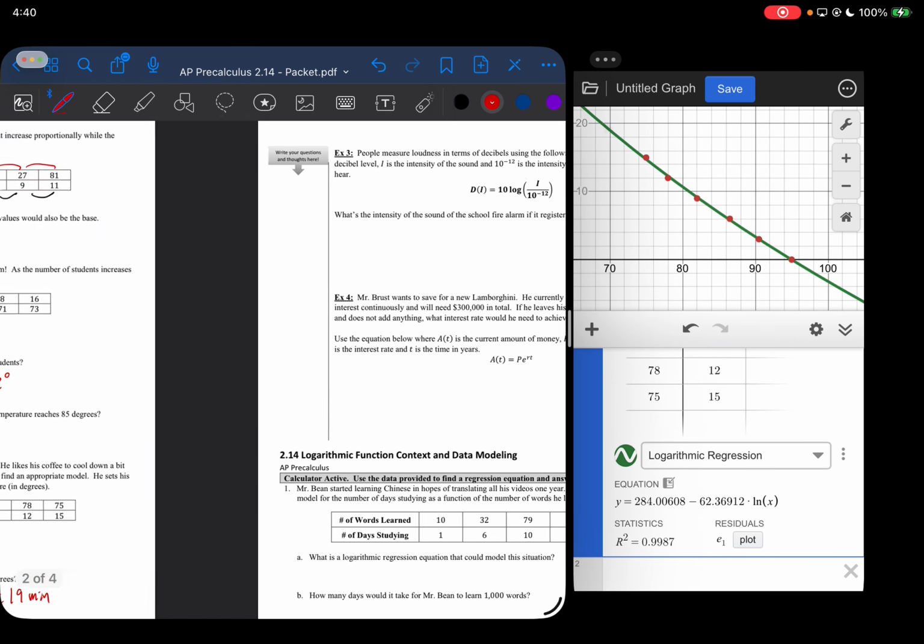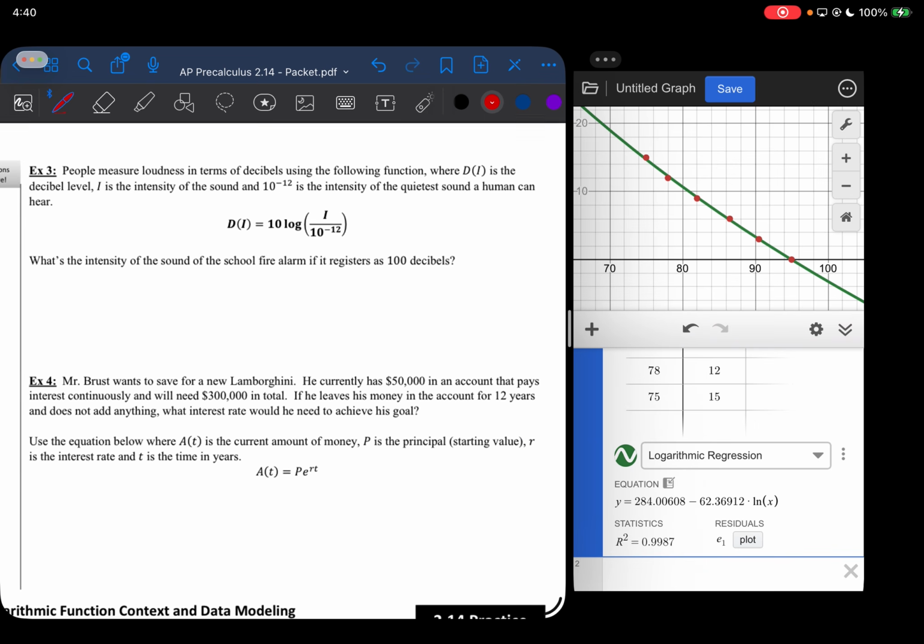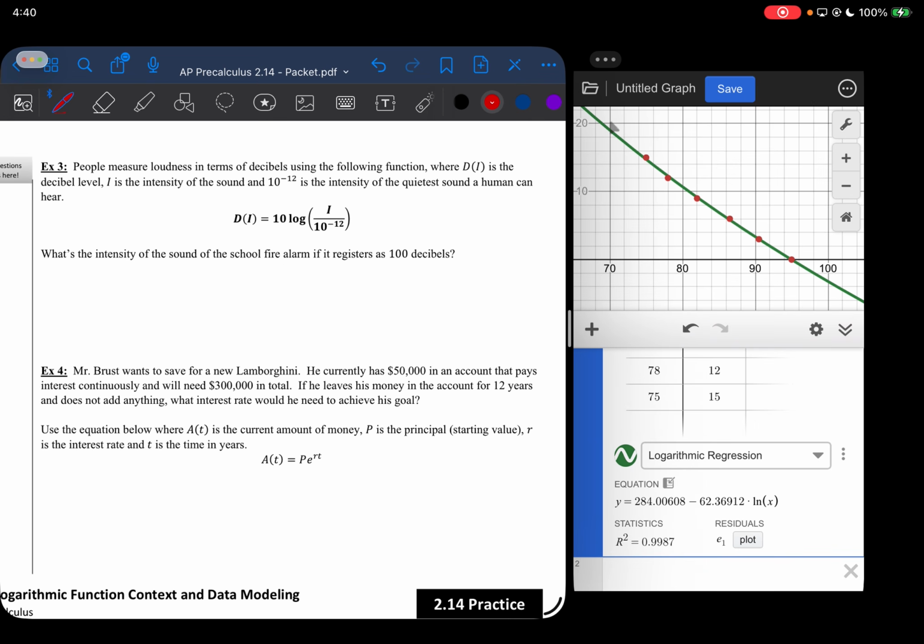So number 3, in this example, we're not doing a logarithmic regression. Instead, we're using logarithms to model sound. People measure loudness in terms of decibels using the following function, where d of I is the decibel level, I is the intensity of sound, and 10 to the negative 12 is the intensity of the quietest sound a human can hear. So what is the intensity of the sound of the school fire alarm if it registers as 100 decibels?